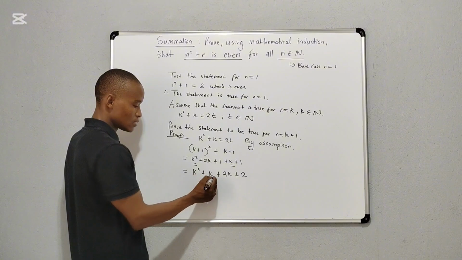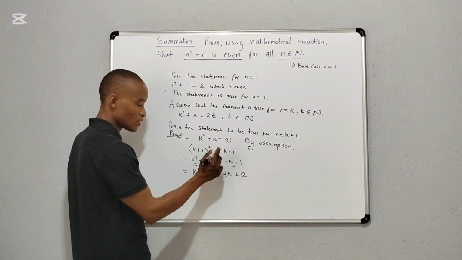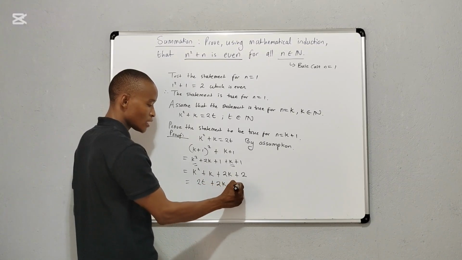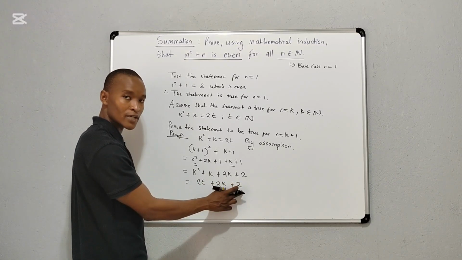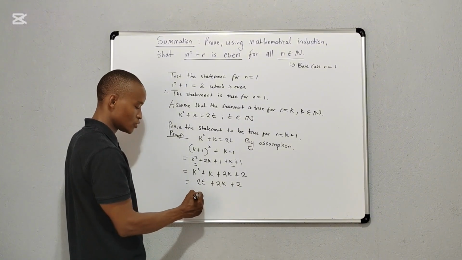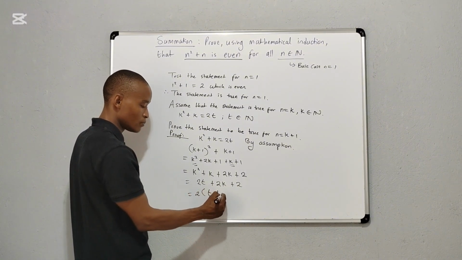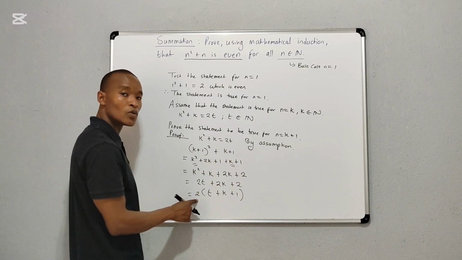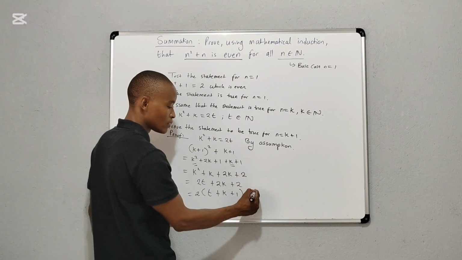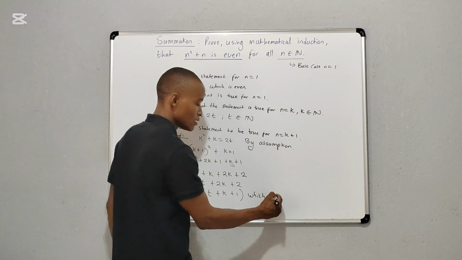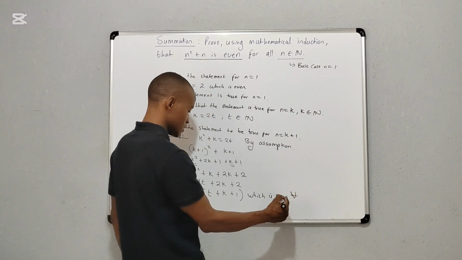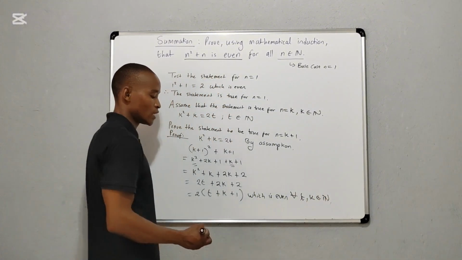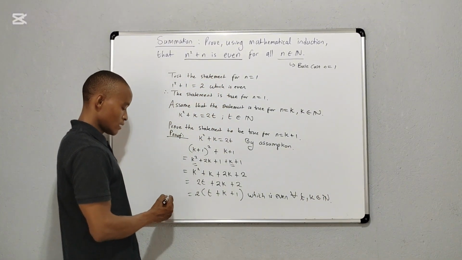Right? These two terms, k squared plus k, give us 2t, right? Plus 2k plus 2. Now you notice something. We can factor out the 2 here. This is equal to 2 times (t plus k plus 1). By the same logic here, we know that this product will be an even number, which is even for all t and k elements of natural numbers. Okay, now we can conclude.